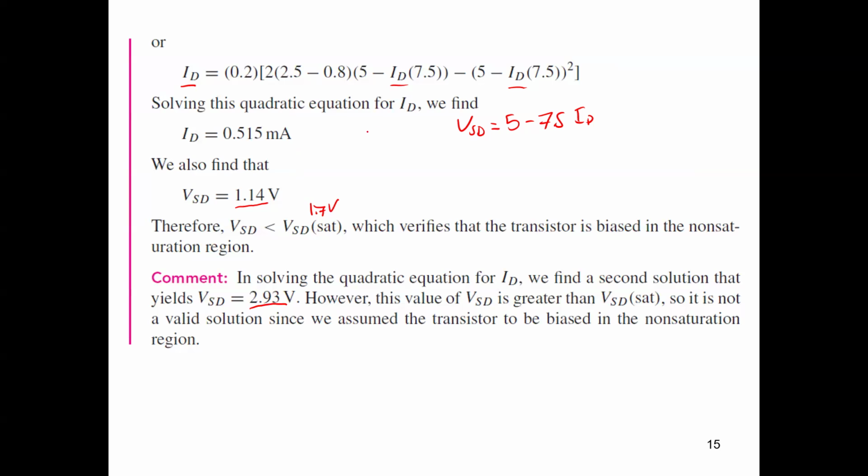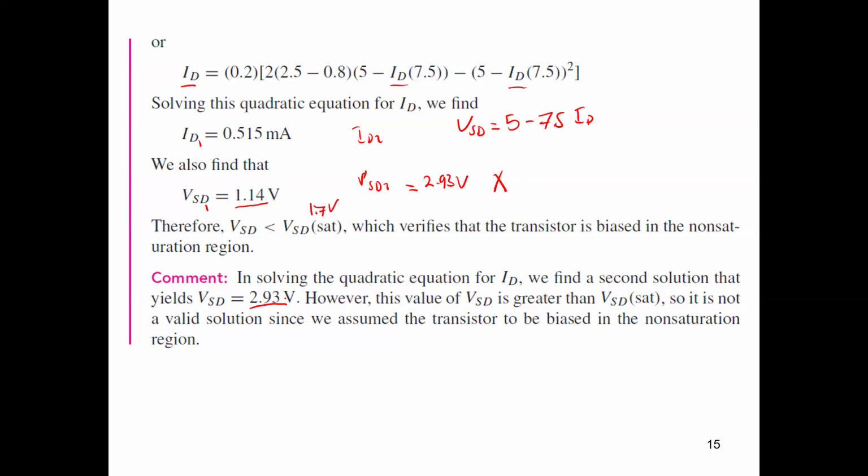So I'm expecting that you will get ID1 and ID2, for instance. Then you will get VSD1 and VSD2, and the VSD2 will be 2.93, and then you can say this is not accepted. Why? Because we are 100% sure that our transistor is working in the linear mode. So this is the best way to answer this question.